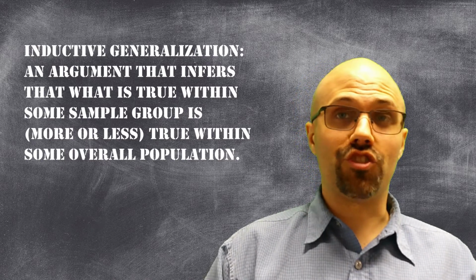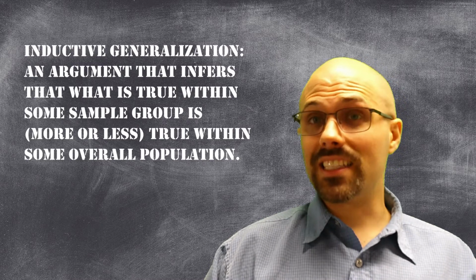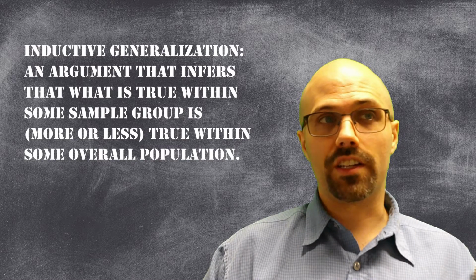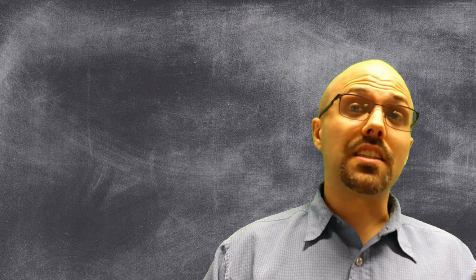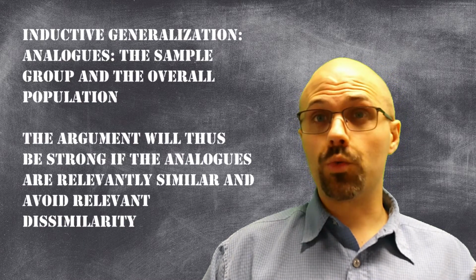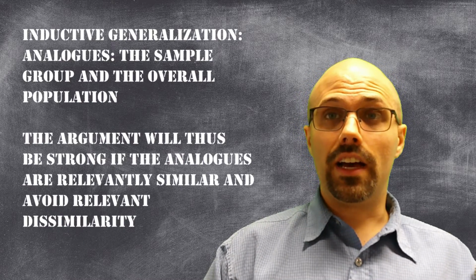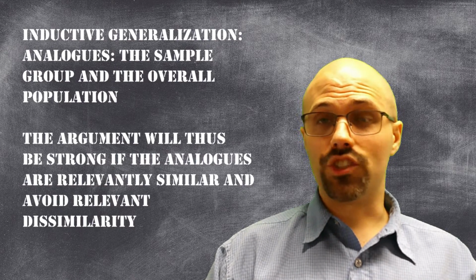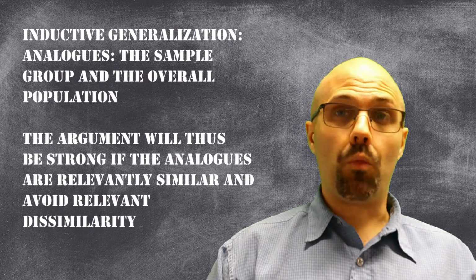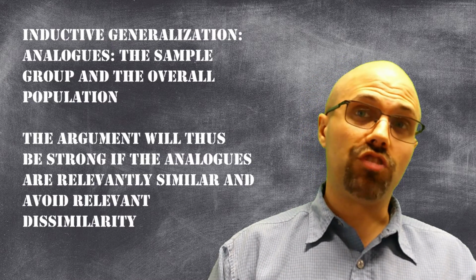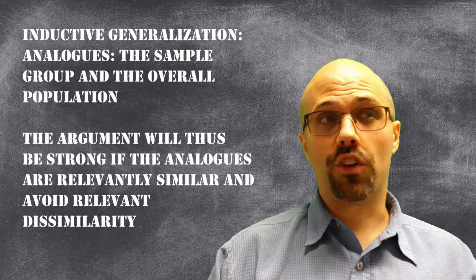So we can use what's true about the sample to formulate guesses about how likely the overall population is to have some sort of characteristic. You can think about these as a specialized kind of analogical argument, because basically what we're doing is we're comparing how likely the sample group is to be representative of the overall population. So we're checking to see how similar those two things really are, and if they're really similar, what's true of the sample group is quite likely to also be true of the overall population.